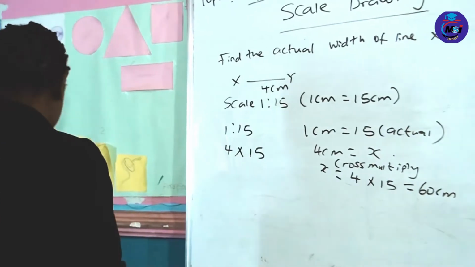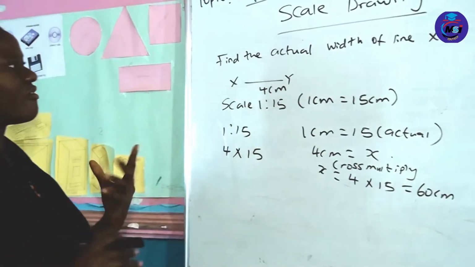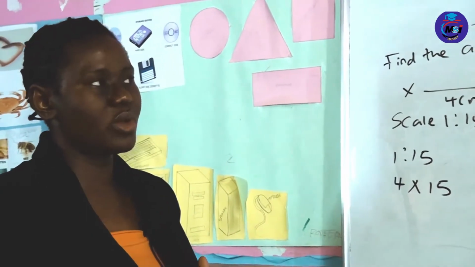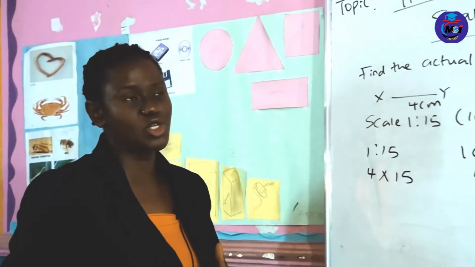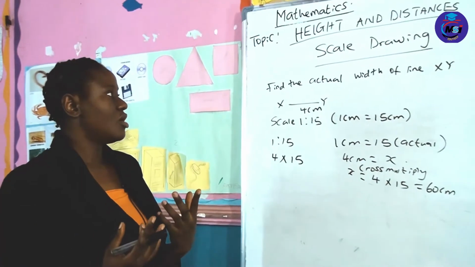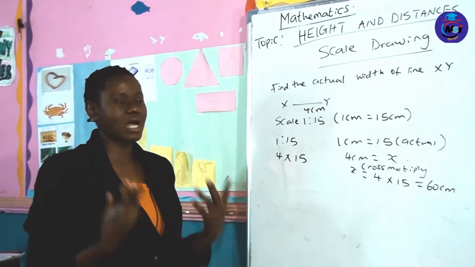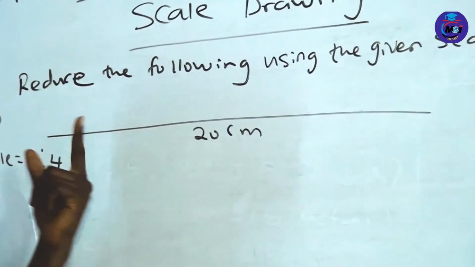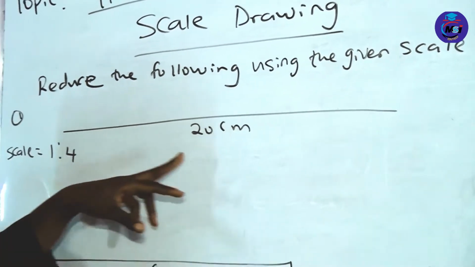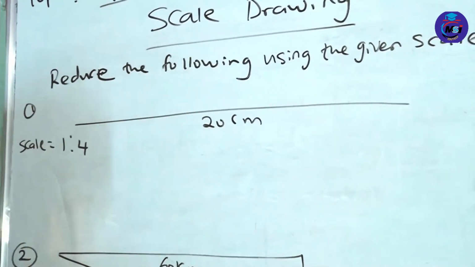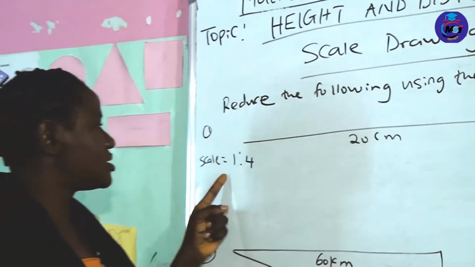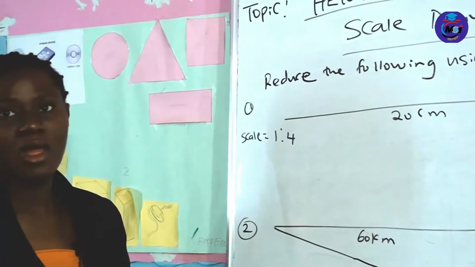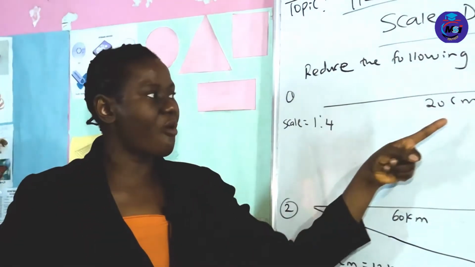Let's take another example, seeing how to convert from actual width to a reduced measurement, or from a reduced measurement to the actual measurement. We are asked to reduce the following using the given scale. This is a line of 20 centimeters, and we are asked to reduce the line using a scale of 1 to 4. That means that 1 centimeter represents 4 centimeters.